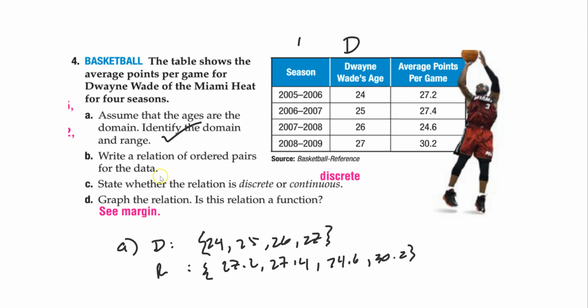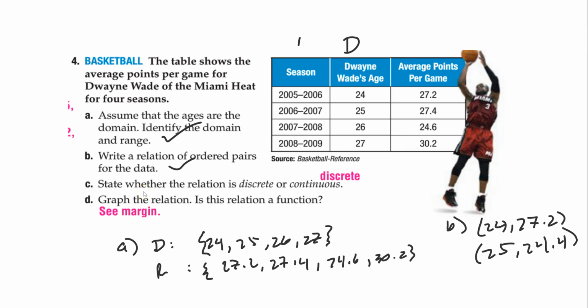Write a relation of these ordered pairs. Oh, I don't want to do this. B, so they want you to put in ordered pairs like 24 and 27.2, right? The little relation that lets you know, hey, when it's 24, you average that many points. And I'll do 25 and 27.4 and I'll stop there because I am lazy. So you get that. Done.